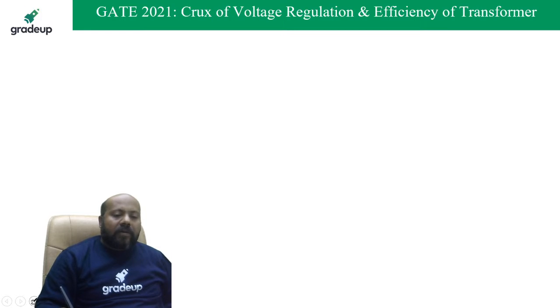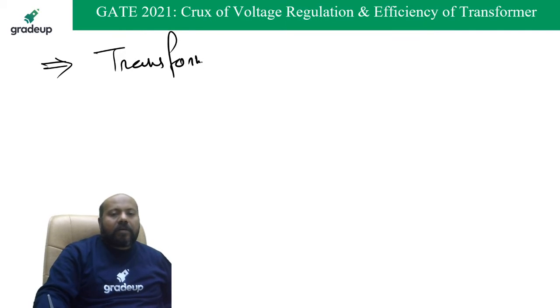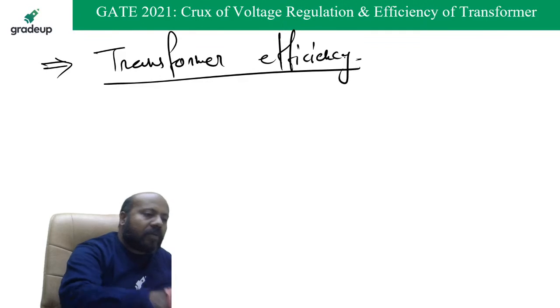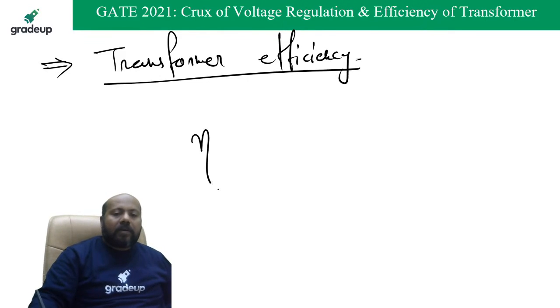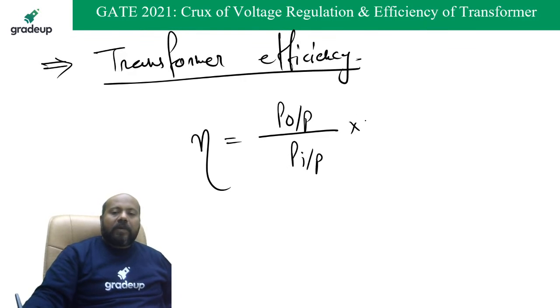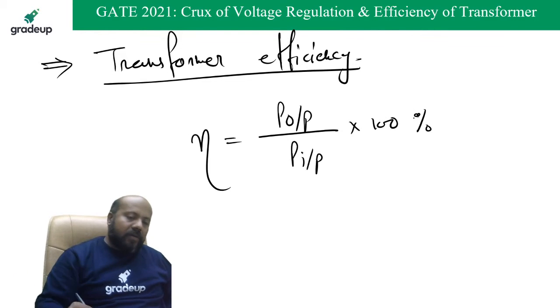Let us now quickly talk about the transformer efficiency. Very less time we are having. Transformer efficiency. How you are going to define the transformer efficiency, you tell me. Efficiency we are defining as output power upon input power, multiply by 100, you will get the efficiency. Now you tell me what you will prefer. You want to write the transformer efficiency with respect to output power or input power.